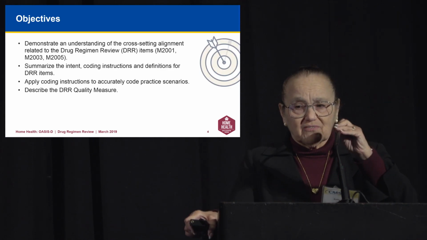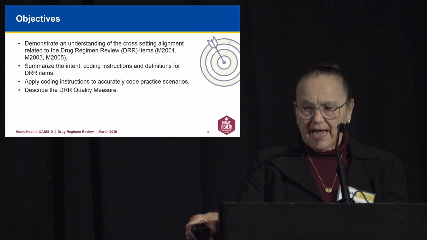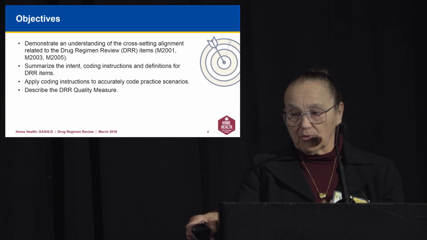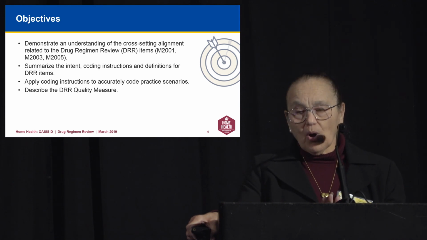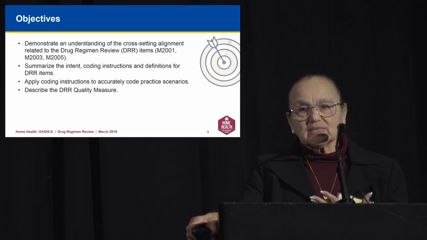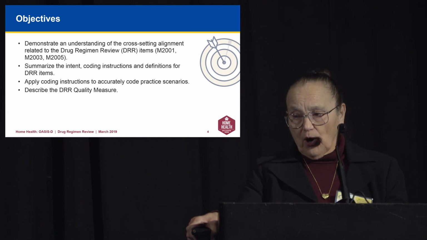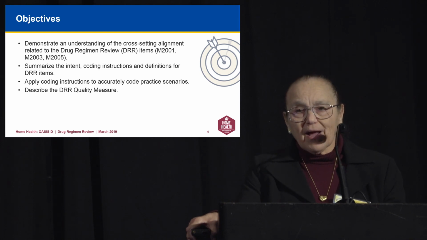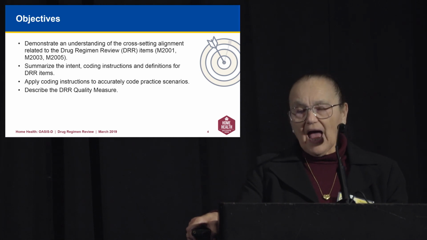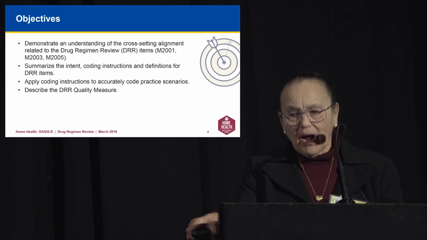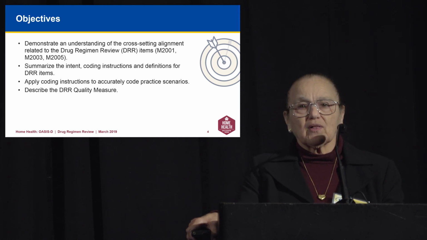Our objectives for this piece of the presentation today are to understand the cross-setting alignment that goes with drug regimen review 2001, 2003, and 2005. We're going to summarize the intent, the coding instructions, and the definitions for these three items. Then we're going to practice applying the instructions so that we can accurately code the practice scenarios, and we will be able, as a takeaway, to really understand and describe the drug regimen review quality measure.